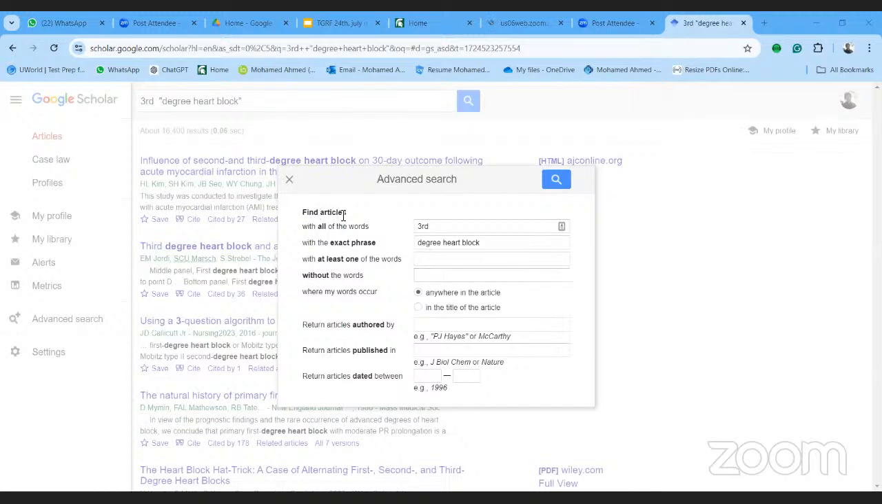With this option here, to find articles, you can include all the words that you want, exact phrases, at least one of the words that you can type here, or exclude certain words or phrases. And you can even choose if these keywords are only in the title of the article or mentioned anywhere in the article. You can also return articles authored by certain authors or published in certain journals, and set a timeline that you want to look for. Let's say that you want articles that are pretty new. You can make it, let's say, from 2020 to 2024, for example.